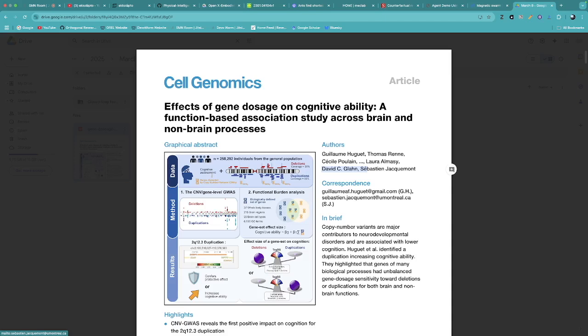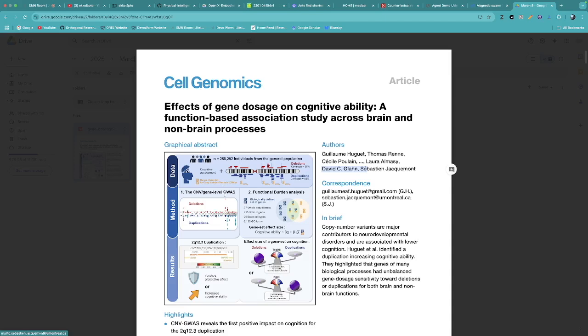So this is where they sampled 258,292 individuals from the general population. They did a cognitive assessment, plus they did this genomics study. They were looking for copy number variants, which are where you have a certain number of copies of different alleles, and you look for the variation across people, and you correlate it with things like cognitive assessment or sometimes phenotype.